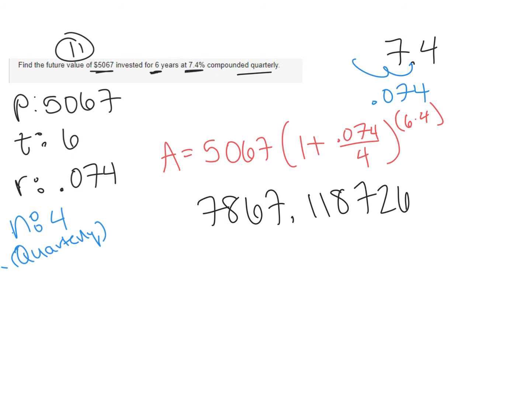All right, so I showed my work for you, and I ended up with this answer, and then I want to round it to the nearest cent, which would be 2 decimal places. So I would look to the 8 to see if I round up or down. And since it's greater than 5, I'm definitely going to have to round up. So my final answer would be $7,867.12. Are there any questions on that one?